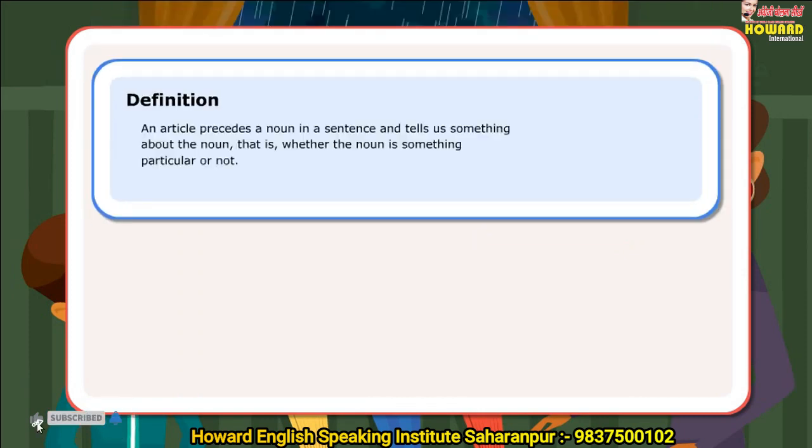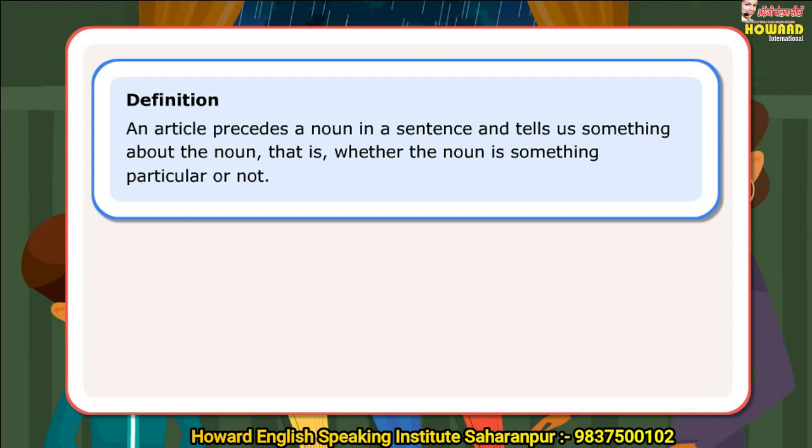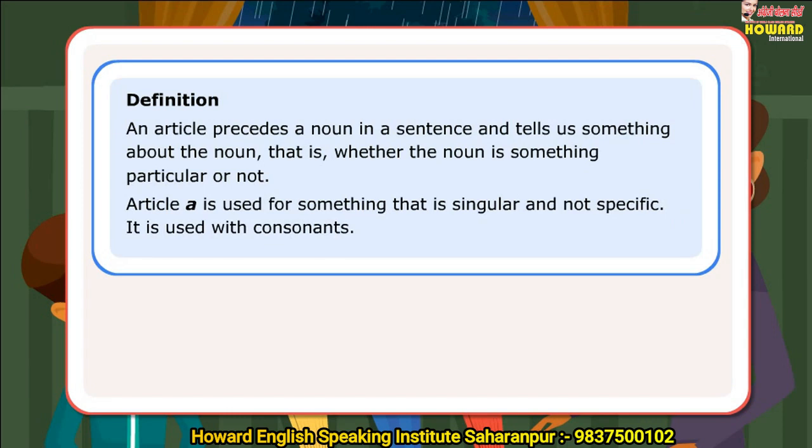Definition. An article precedes a noun in a sentence and tells us something about the noun, that is, whether the noun is something particular or not. Article a is used for something that is singular and not specific. It is used with consonants.